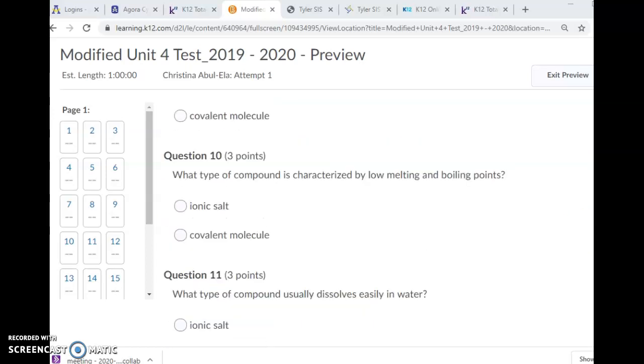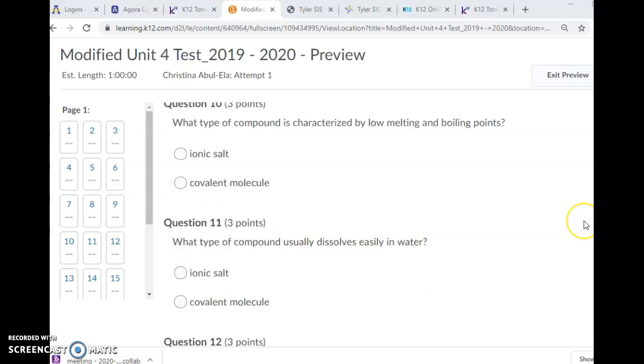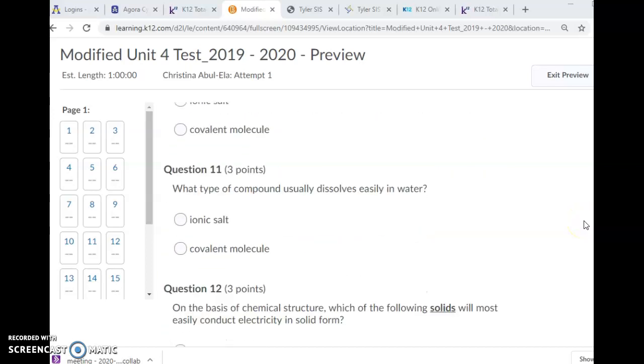Question 10. What type of compound is characterized by low melting and boiling points? An ionic salt, a covalent molecule. Question 11. What type of compound usually dissolves easily in water? An ionic salt, a covalent molecule.